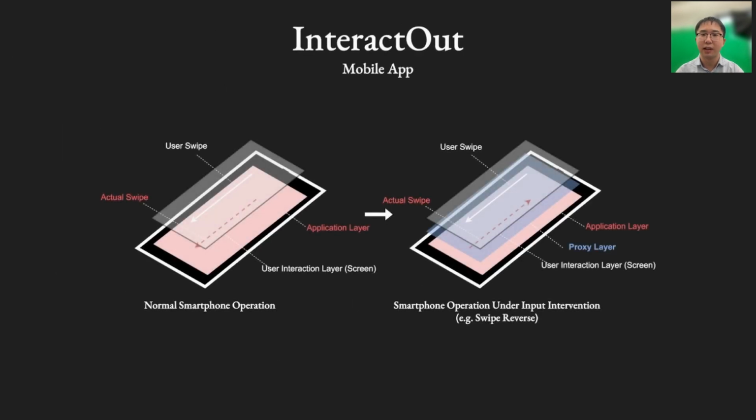We instantiate InteractOut as an application on Android system. The left figure shows a case when users operate the phone normally. InteractOut inserts a proxy layer between the screen and the application layer. The proxy layer first consumes and recognizes user input gestures. Then, it uses the gesture information to build virtual gestures. Finally, it passes the virtual gestures to the application layer.